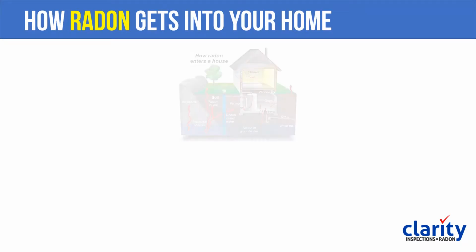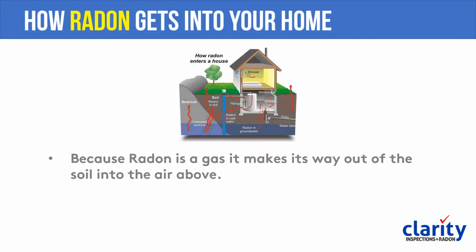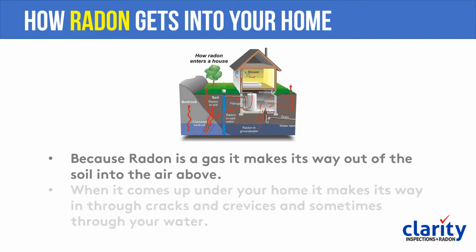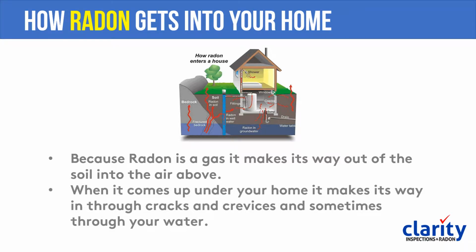So how does radon get into your home? Because the radon's a gas, it makes its way out of the soil into the air above. When it does that underneath your home, it makes its way into your home through cracks and crevices and sometimes through the water in your house.